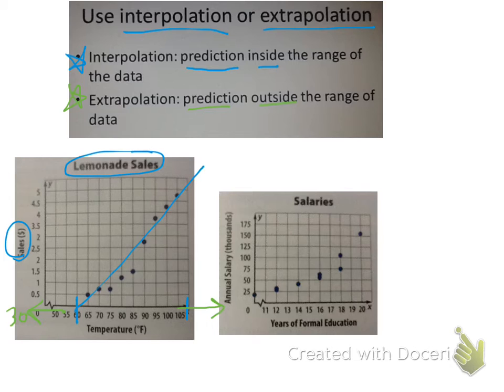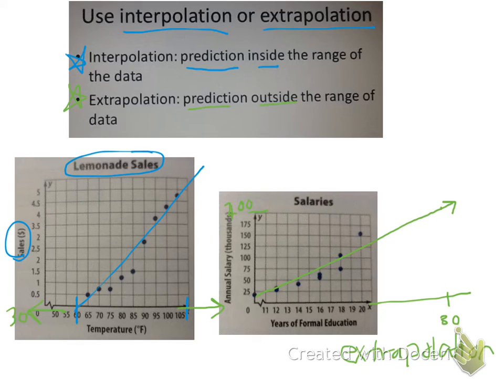All right, so let's go ahead and make a prediction. If I extend the salaries graph and we go up to, let's say, 30, and I predict that at 30 years of formal education, I'm going to make $200,000. Would that be interpolation or extrapolation? Extrapolation is correct.